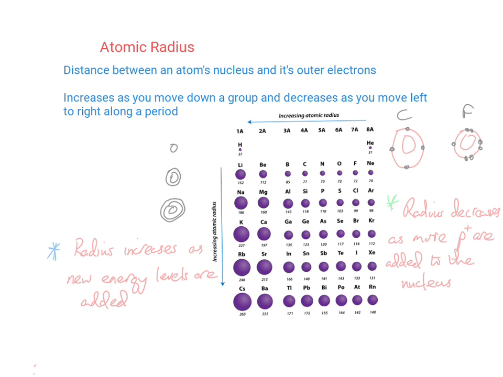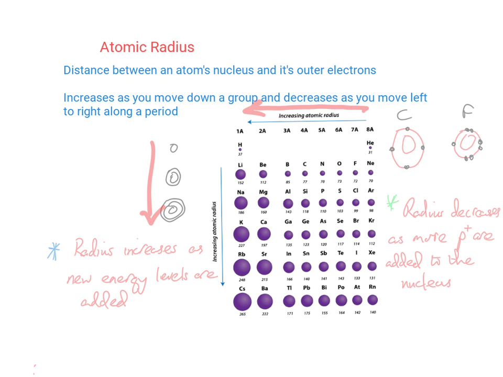So the first thing that I want to talk about is the concept of atomic radius. It's the distance between the atom's nucleus and its outer electrons. You can think of this as the radius of a sphere or a circle. It increases as you move down the group. It increases as you move down, and then it decreases as you move left to right. So it's actually increasing right to left.